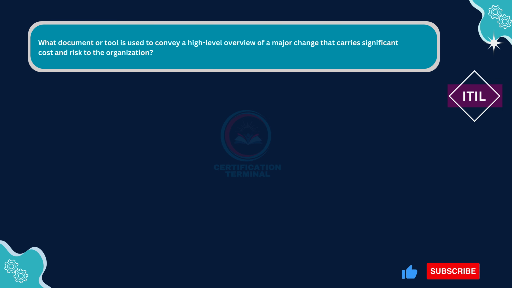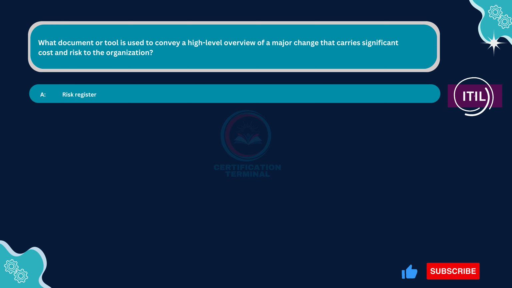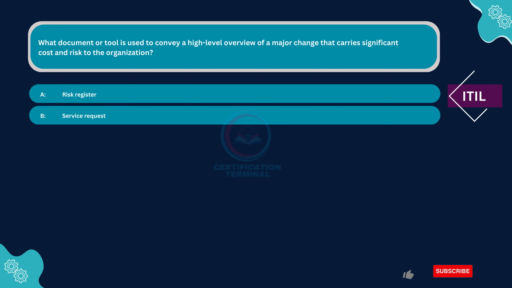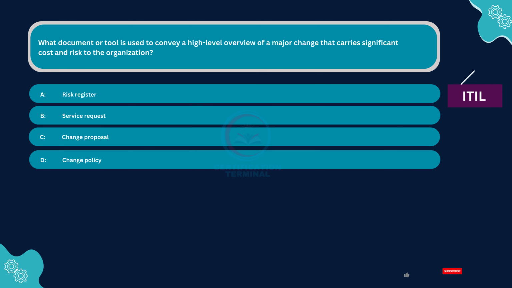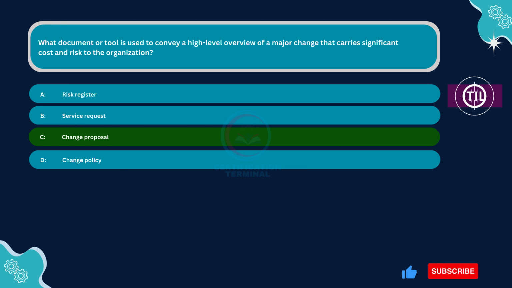Next question. What document or tool is used to convey a high-level overview of a major change that carries significant cost and risk to the organization? Option A, risk register. Option B, service request. Option C, change proposal. Option D, change policy. The correct answer is Option C, change proposal.